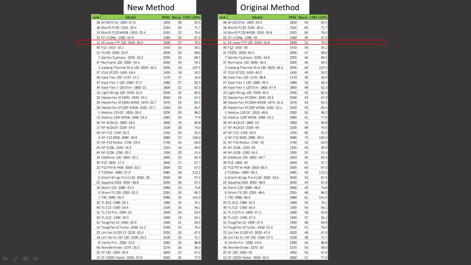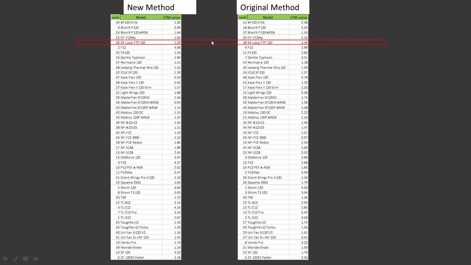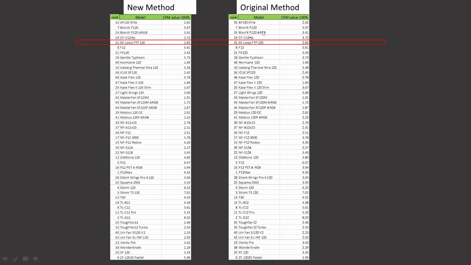At 100% PWM fan signaling, it is overall ranked 11th. For CFM value, it was ranked 38th for noise normalized results. It is now ranked 36th, so it went up in position, even though it lost value, relatively speaking. At 100% PWM fan signaling, it was ranked and retains this position at 31.